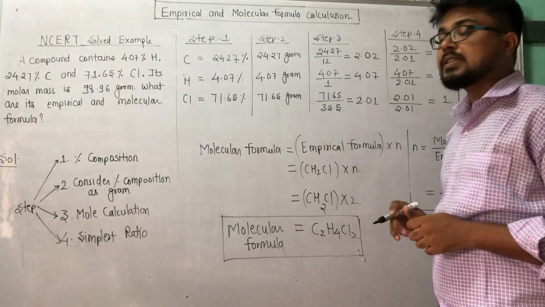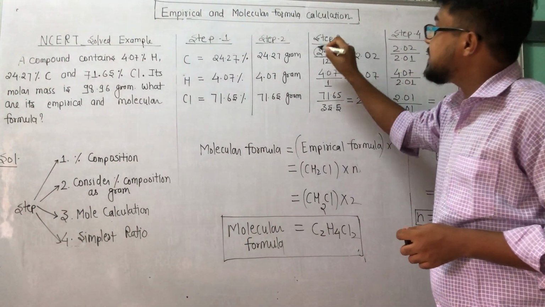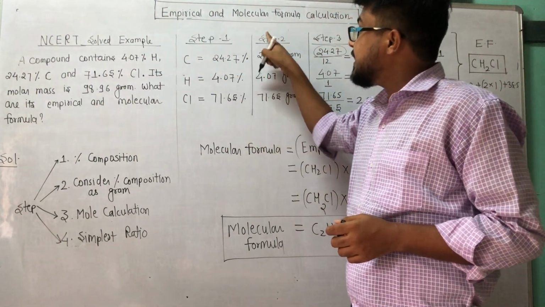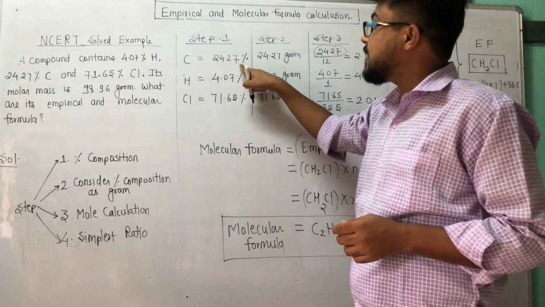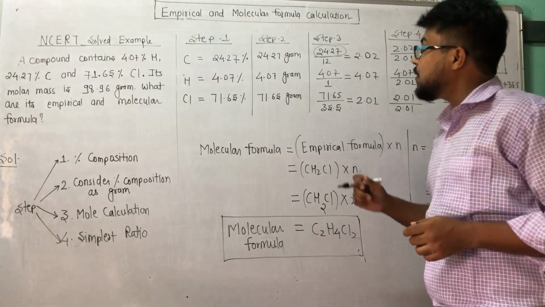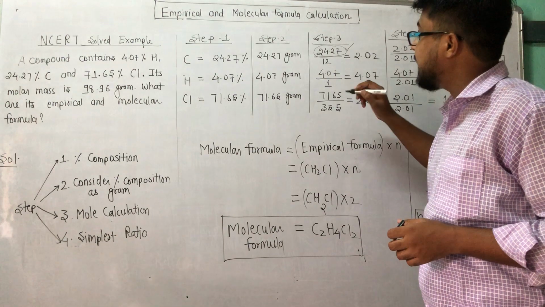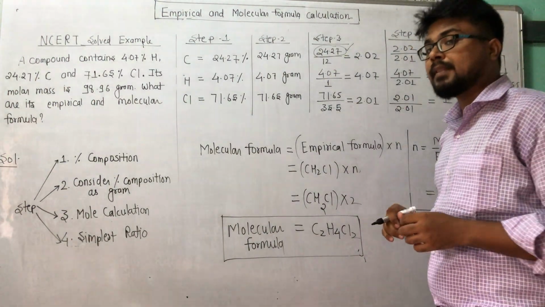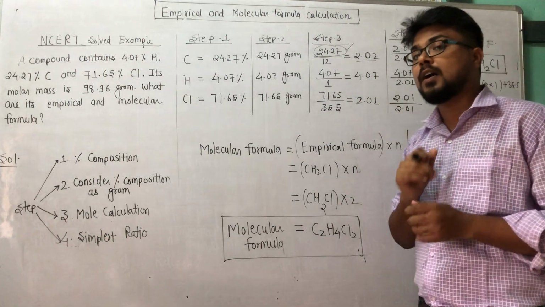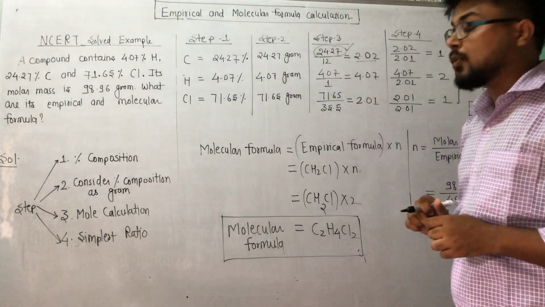So 24.27 divided by 12. Again I am repeating, this 24.27 is nothing but the percentage composition of carbon, and I consider in step 2 this 24.27% as gram of carbon in 100 gram of the compound. So in step 3 this 24.27 gram is the given mass of carbon, and by dividing by the atomic mass of carbon, that is 12, I will get 2.02. It is the mole of carbon. In a similar manner I can calculate the mole for hydrogen and the mole for chlorine.